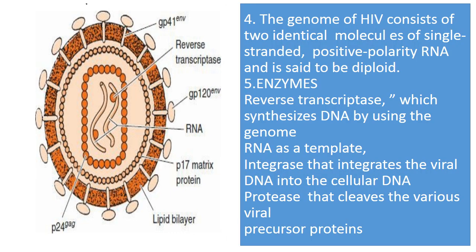Now we are going to discuss the genome of HIV. The genome of HIV consists of two single-stranded RNAs. One RNA is this, and the other RNA is this. These two RNAs are present in the genome of HIV, and they have positive polarity. Positive RNAs are those RNAs which directly act as messenger RNA. So HIV has two RNAs, and so it is said to be diploid.